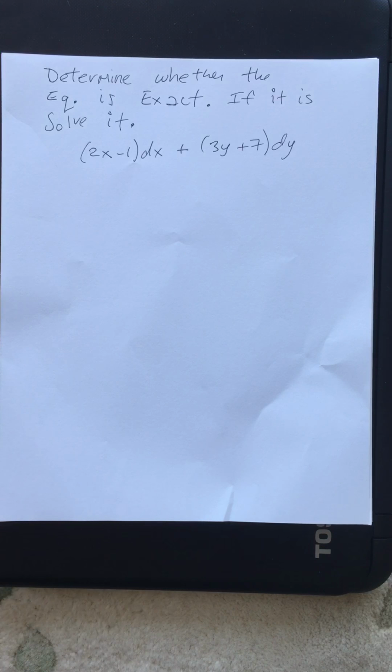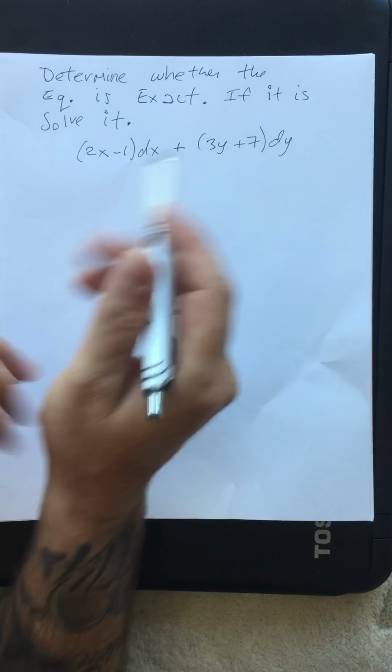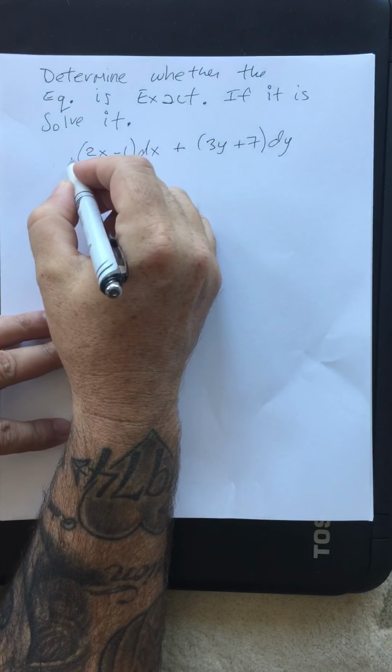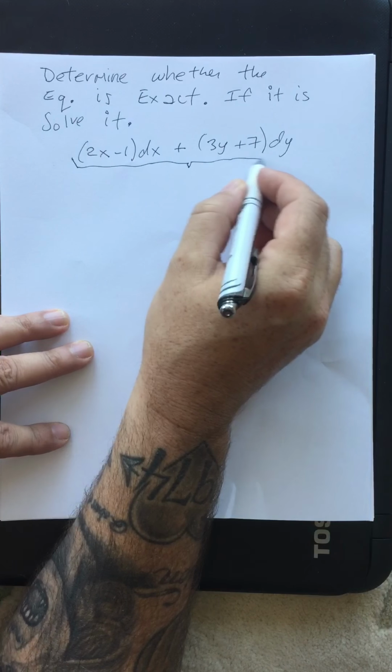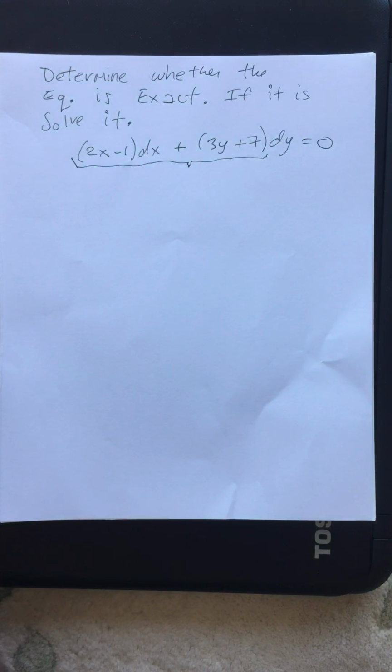Alright, hey guys, we're going to go over exact differential equations. Determine whether the equation is exact. If it is, solve it. So let's just look at this equation here. This is a differential equation, and that's what we're trying to do, is solve differential equations. It's not separable, it's not homogeneous, but it's something else that we haven't talked about. It's exact. So what does that mean?